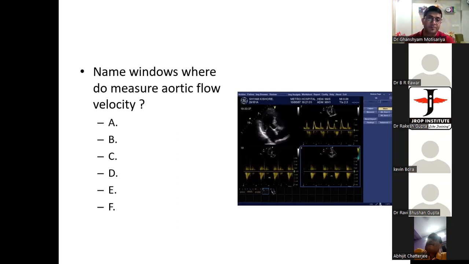Right parasternal? Right parasternal, of course, sir. Then right infraclavicular? Right infraclavicular. Then RAO? And RAO, yes. Then suprasternal? Suprasternal also, yes. Then subcostal? Subcostal also. Absolutely, sir.